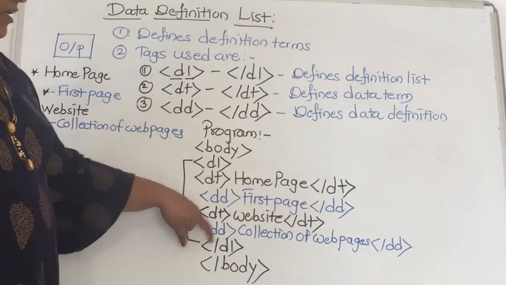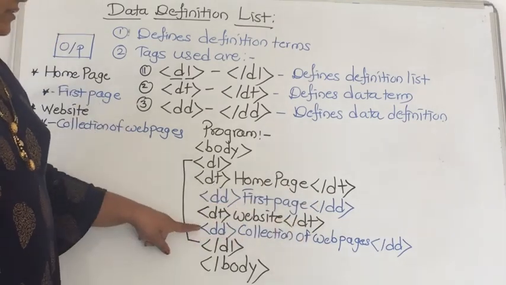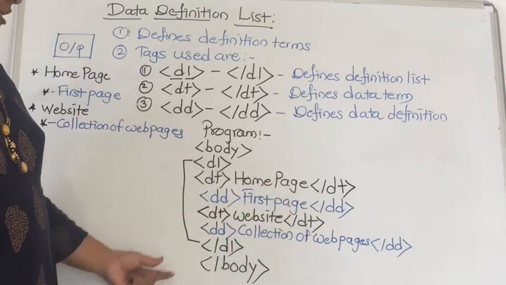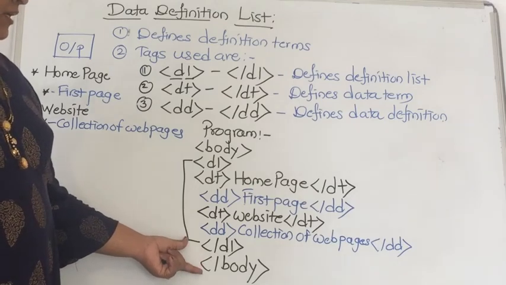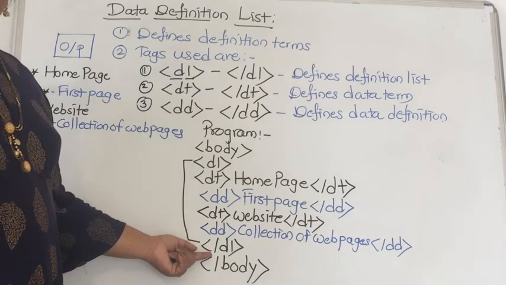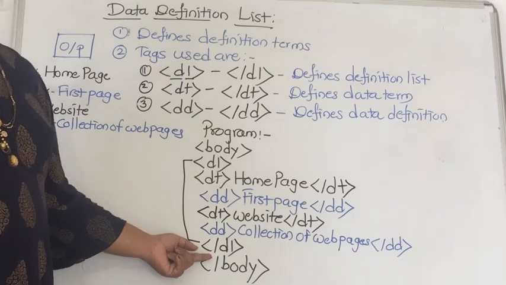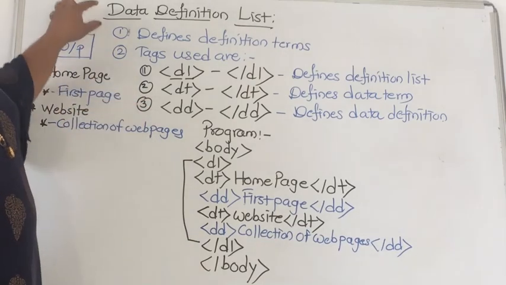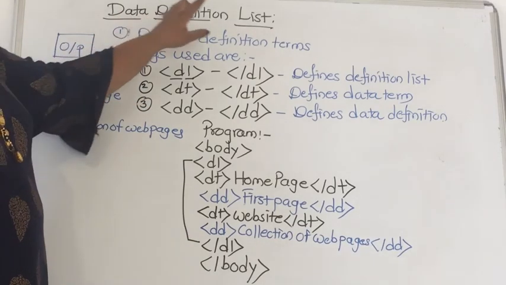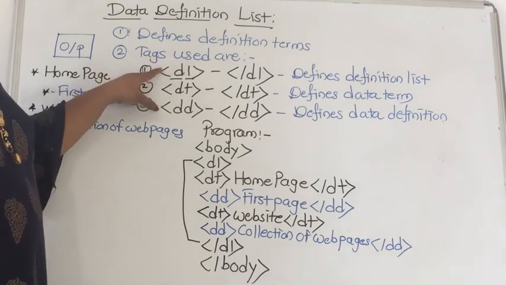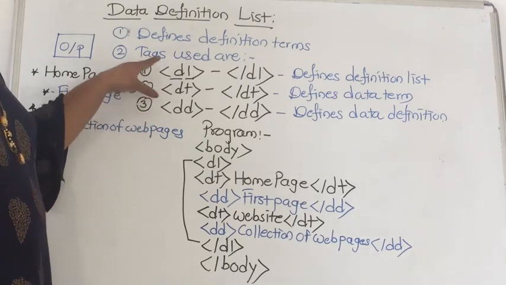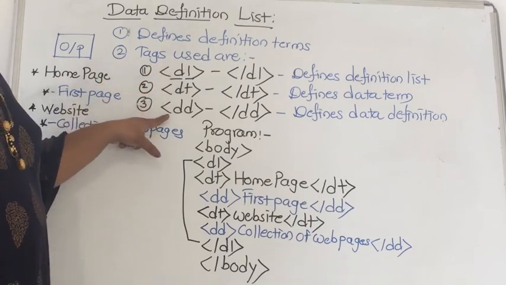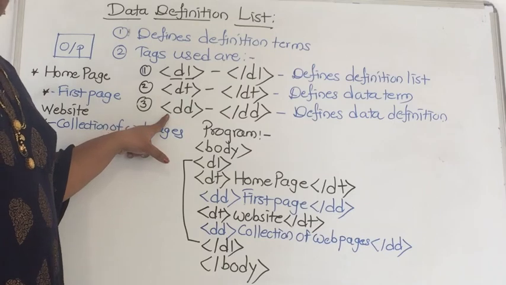Then again the term DT, website /DT, and the definition for the website is collection of web pages and it is closed with /DD. Now here my complete definition list is over, so I am closing it with /DL. Then the /body tag is used to close this one. Now this is known as a data definition list. Again to revise, DL, DT and DD. DL is used to define the definition list, DT is used to define the data term and DD is used to define the definition of your term.